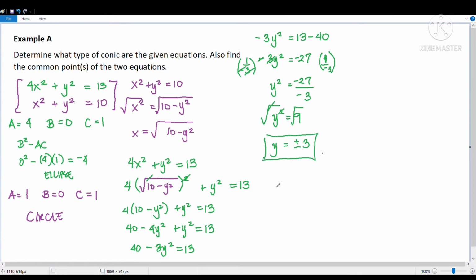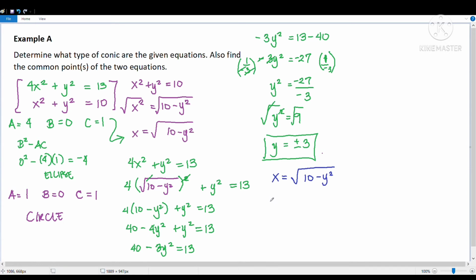Now since we have values of y which are positive and negative 3, we can now solve for the value of x. How? Using one of these two equations, we can solve for the value of x. It's up to you which of these two equations you will use. But in my case, I will be using the second equation, the violet equation, because I have already solved for the value of x. I can easily substitute the value of y in order to solve for x. So I will have x equal to the square root of 10 minus y squared.